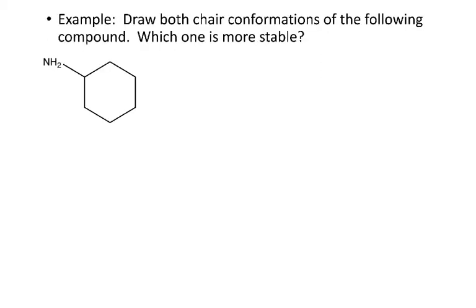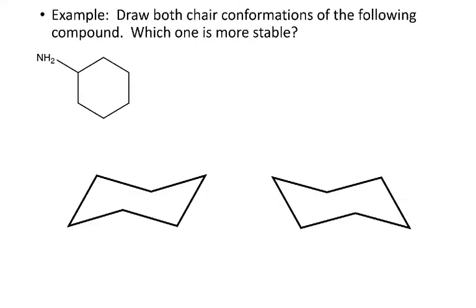Okay, so if we look at this compound, they want us to draw the two different chair conformations and then decide which one is more stable. All right, so I'm going to cheat. I'm going to start with the two chair conformations, and if you need help with these, go back and watch the video on drawing the chair conformations. So where we put the NH2 doesn't really matter because it's just monosubstituted, right? We can just flip it around and put it on any one of those carbon atoms.